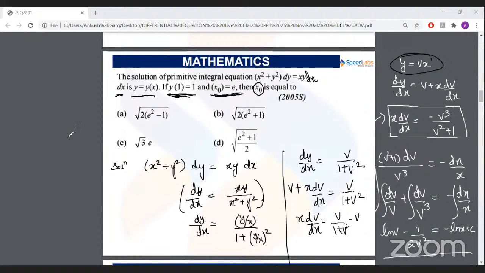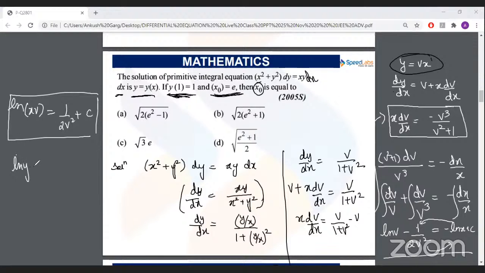So now if you simplify it, taking ln x on the left hand side and 1 upon 2v² on the right hand side, this will become ln v plus ln x. So that will be ln(xv) equal to 1 upon 2v² plus c. This is your solution. But our original equation is in terms of y and x. So here again putting y equal to vx, this will become ln y equal to 1 upon 2, and in place of v, again you can put y upon x. So this will become y² upon x² plus c.